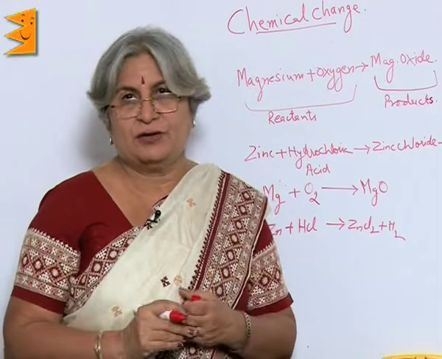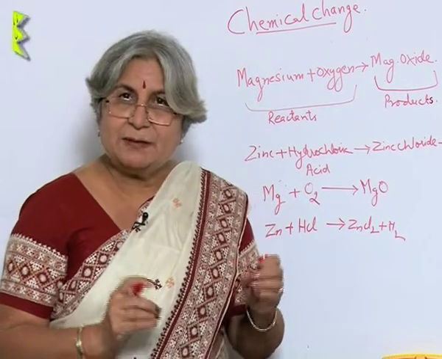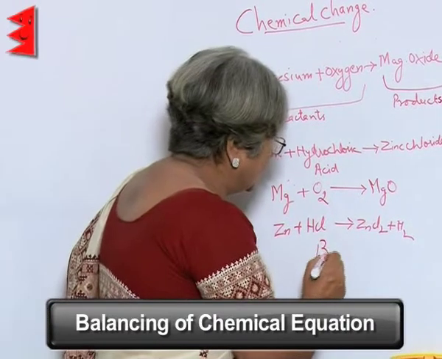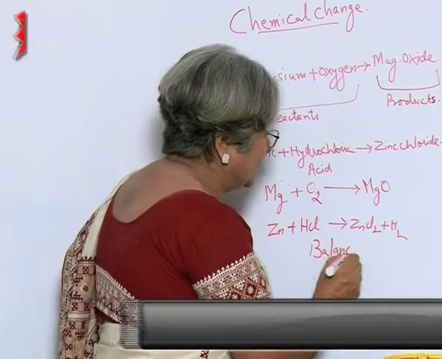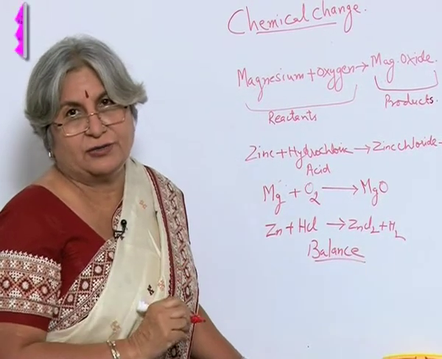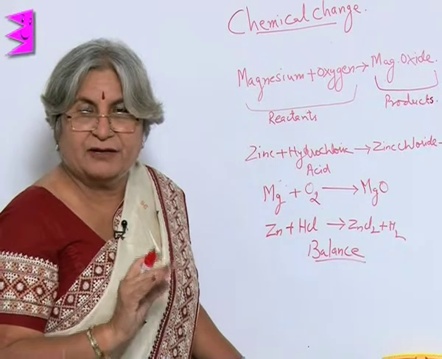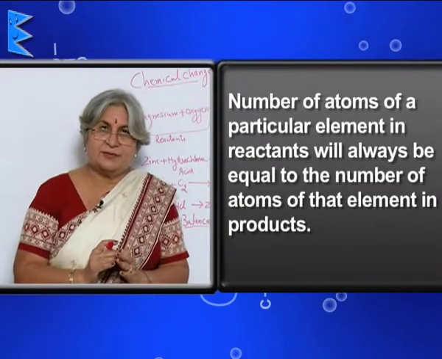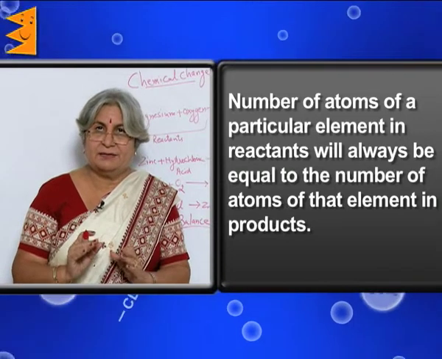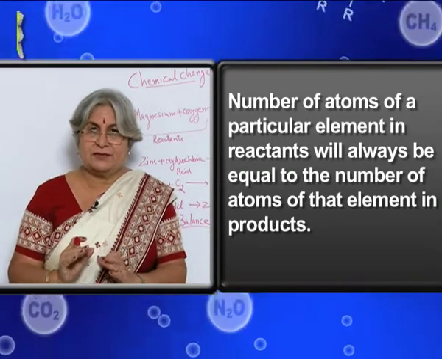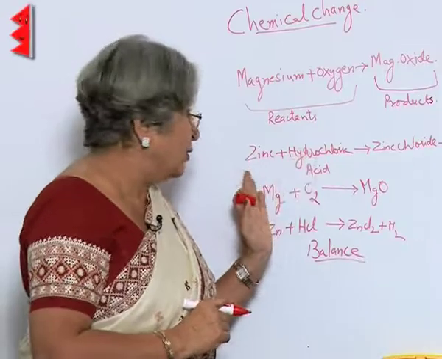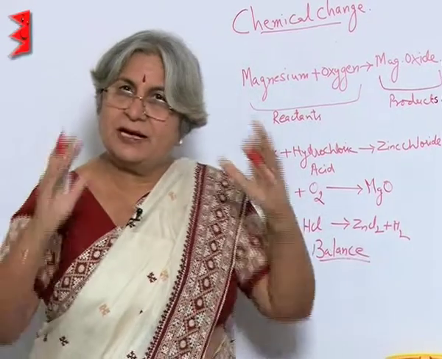From here we move on to the next step, that is balancing of the chemical equation. First of all, why balance? It has been observed that mass can neither be created nor destroyed. It remains the same, which means the number of atoms of a particular element in the reactants will always be equal to the number of atoms of that element in the products, which means both sides have to be equal. It is something like a balance.